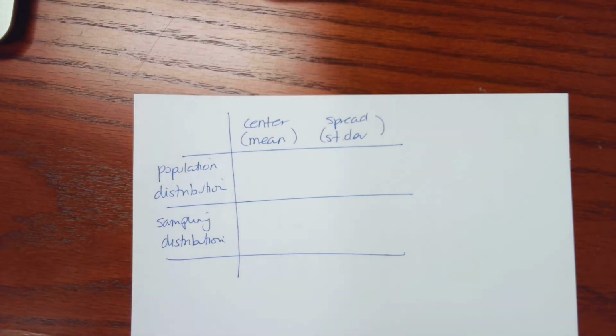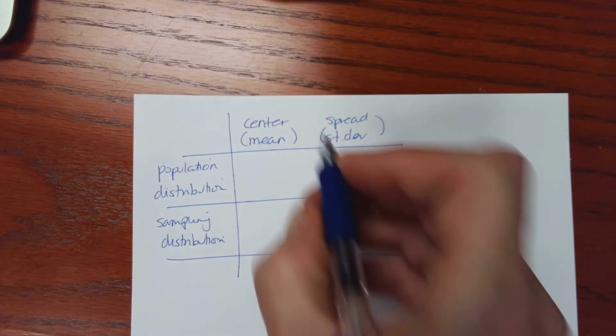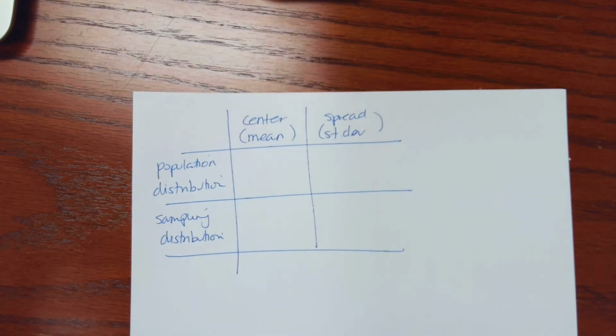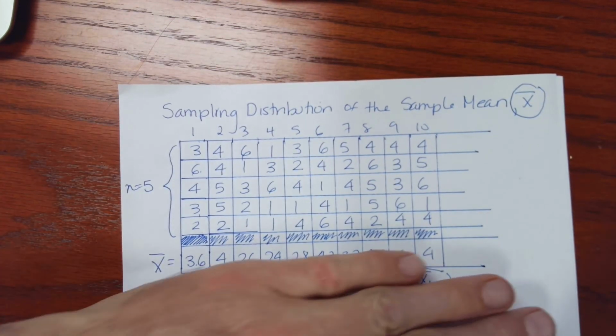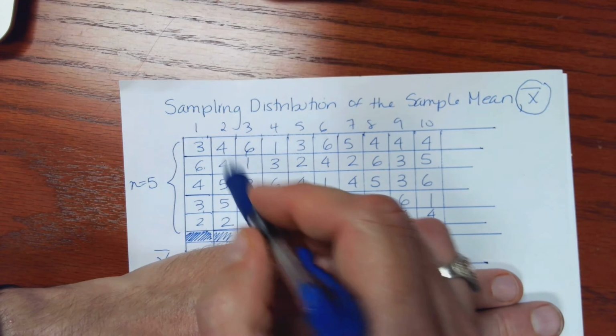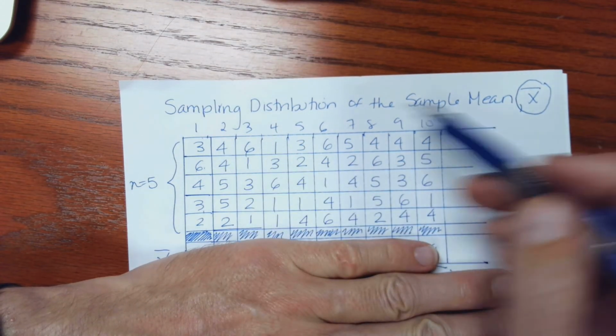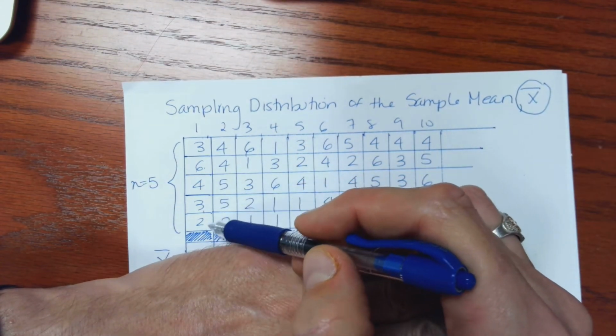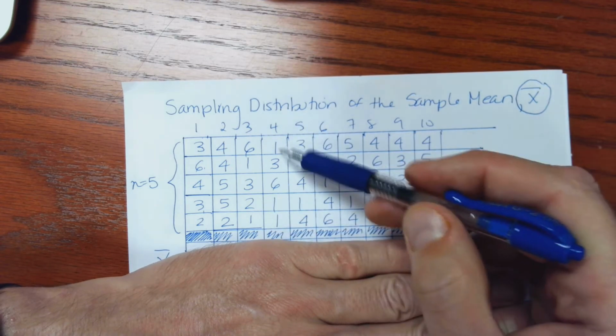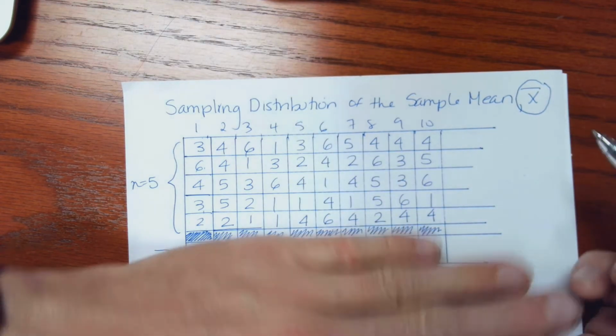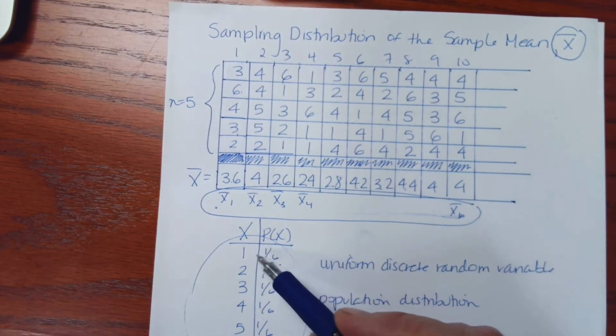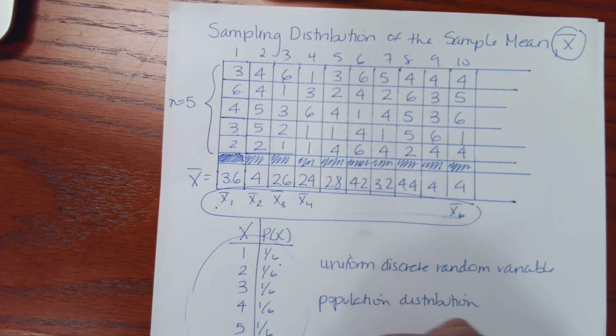Okay, so let's go back to this table here. When I'm looking at the values in the middle of this table, these are different values from our random variable x. They've been determined by the roll of a die. Here is the population distribution represented in a table.